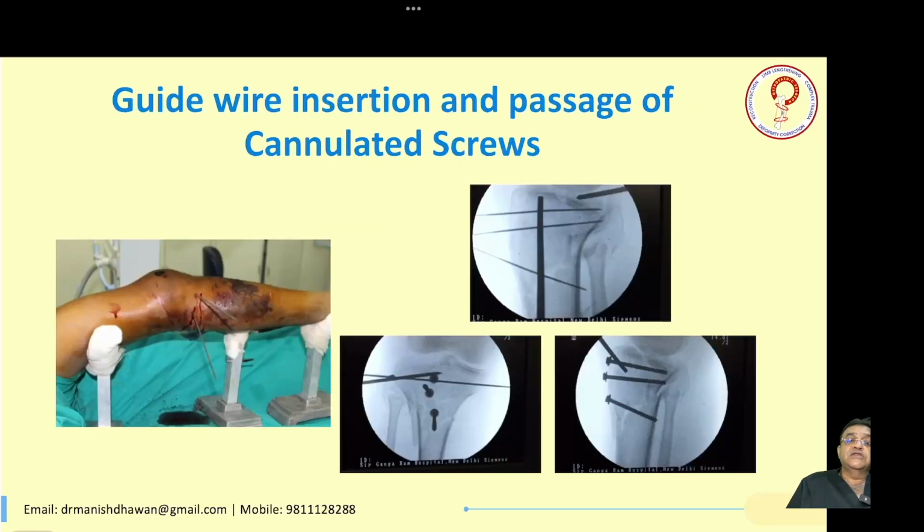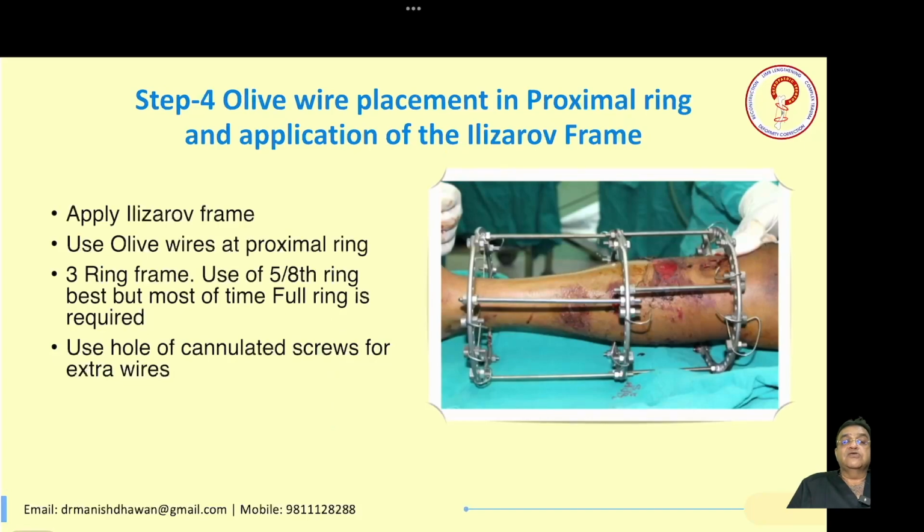So you can see the picture where we have fixed the fragment with guide wires, and then we have put the cannulated screws. Now once this is done, then you have to apply the Ilizarov frame. So what you could do is use 2 to 3 or sometimes even more olive wires to fix the fragments, and you can put an additional wire through the hole in the cannulated screw.